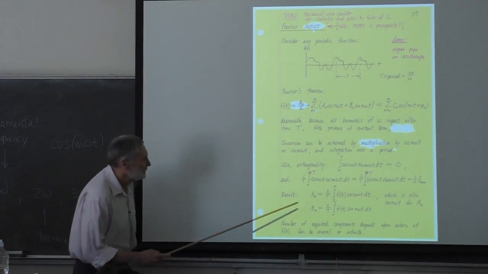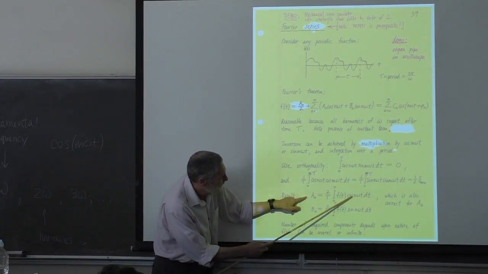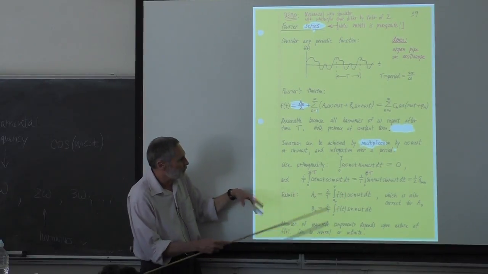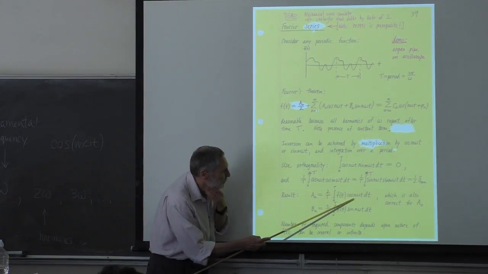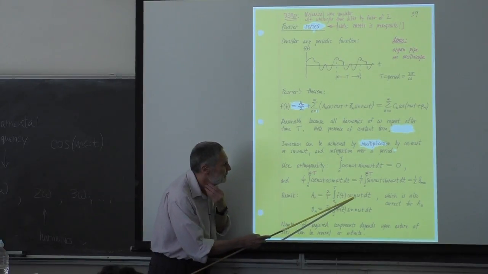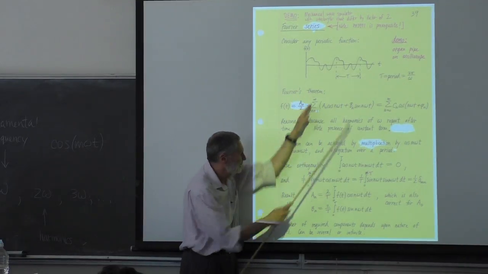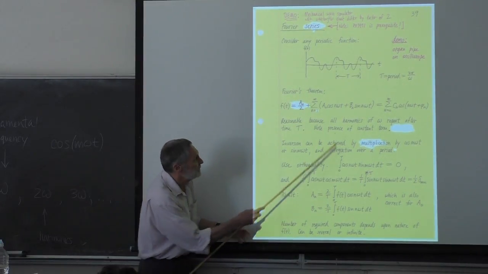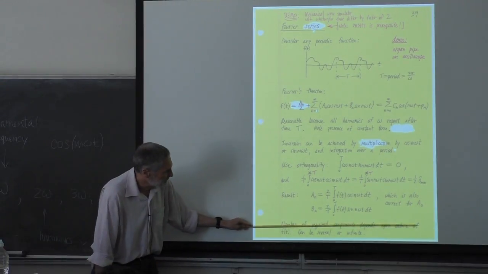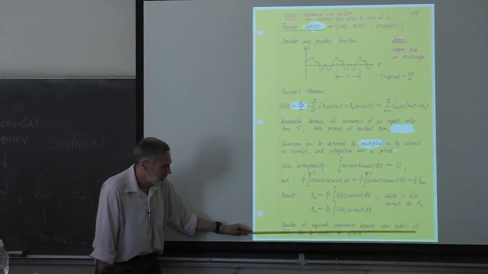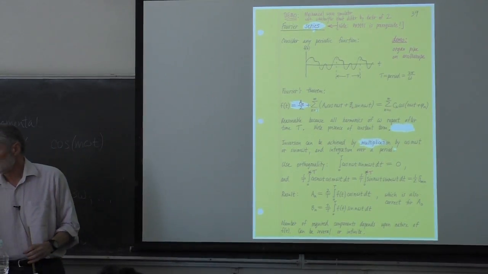So here are the standard formulas. What I just described to you, and now I've replaced m with n, this is common to do. I can find the nth component just by multiplying by cosine of n omega t and doing this integral over one fundamental period, T. And similarly, I can find the sine coefficient. Ignore this, I'm going to delete that when I eventually type the notes.